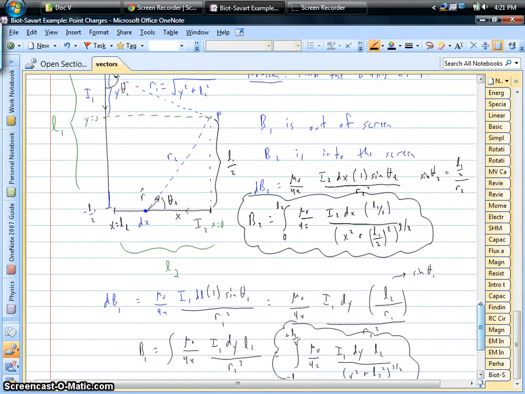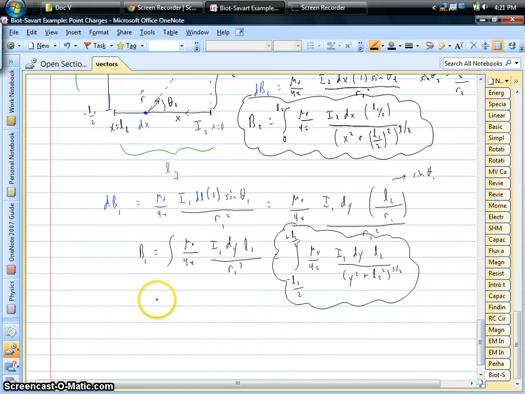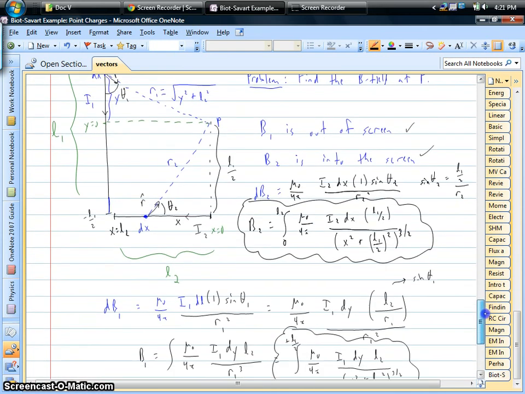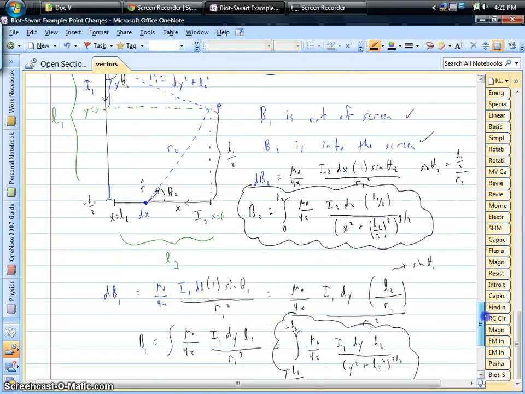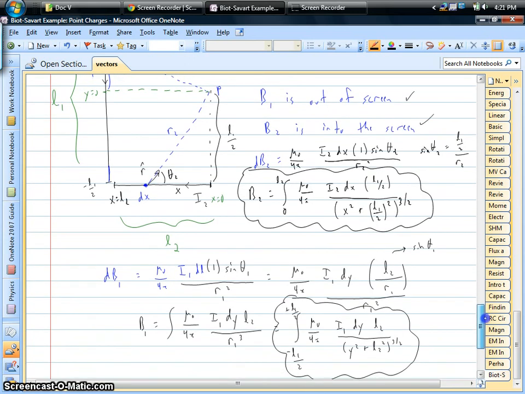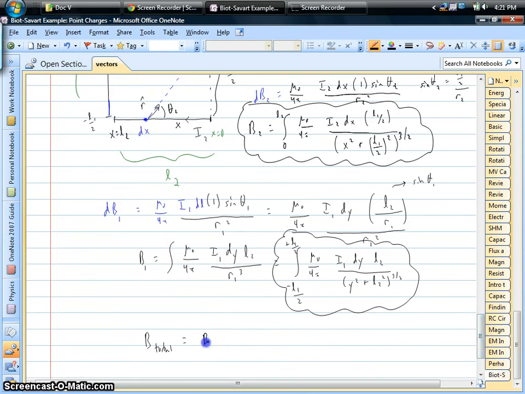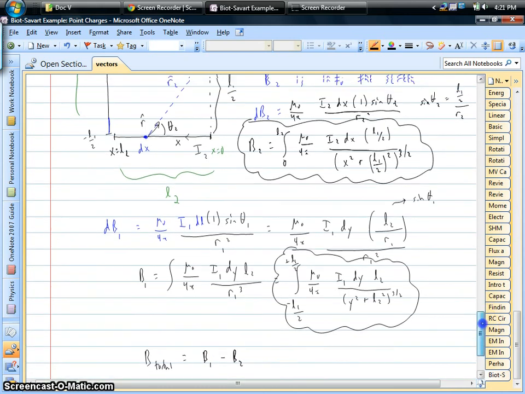Now we also know the directions. We know we're going to have to subtract these things. So your total magnetic field, let's say if we were to say that the positive direction is out of the page, it's usually your z-axis, it's going to be B1 minus B2, since they're in opposite directions.